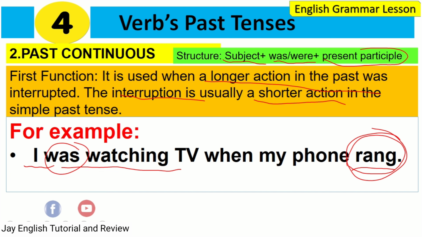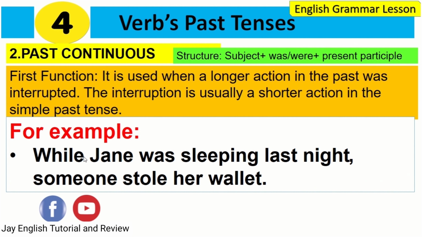Okay? I will repeat. The longer action is the one being expressed in the past continuous structure. So this will be our longer action, I was watching, and my phone rang. This will be our shorter action that is expressed in the simple past tense. Okay? Another example here. While Jane was sleeping last night, someone stole her wallet.